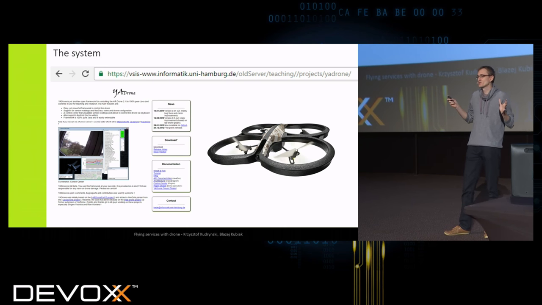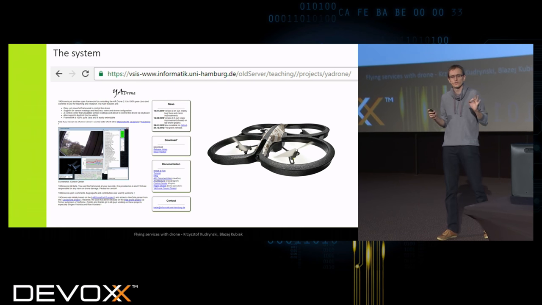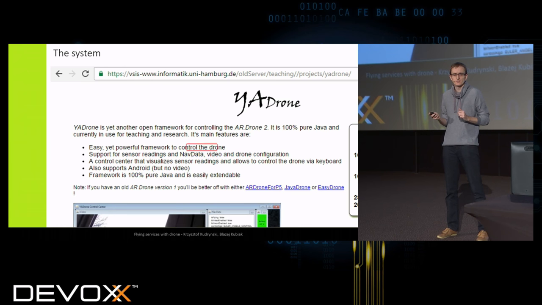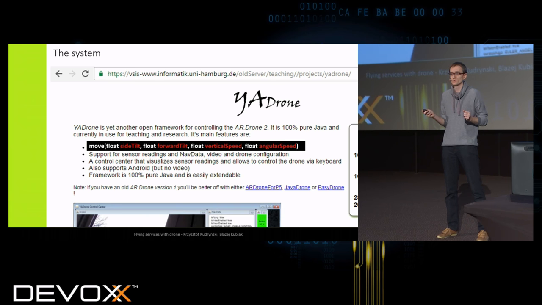Our system was based on the Parrot AR drone, with which you can communicate easily using Wi-Fi. And there's plenty of open source on the web, which you can download easily. What we used is YADrone, a framework which you can download for free under the Apache license. It promised easy control over the drone, which turned out to be true. There's like one function which, in fact, we used.